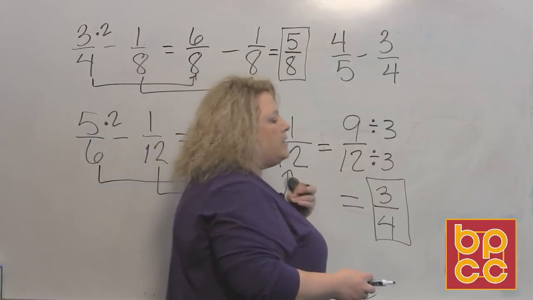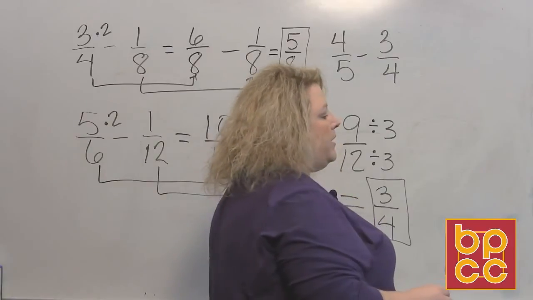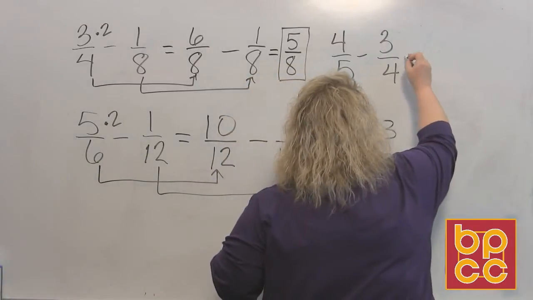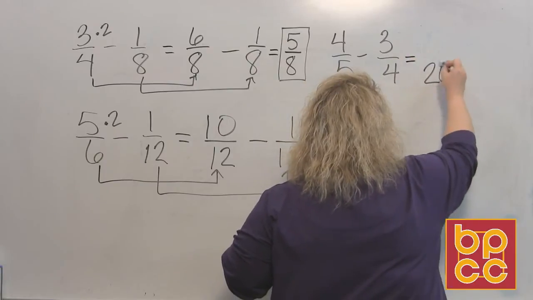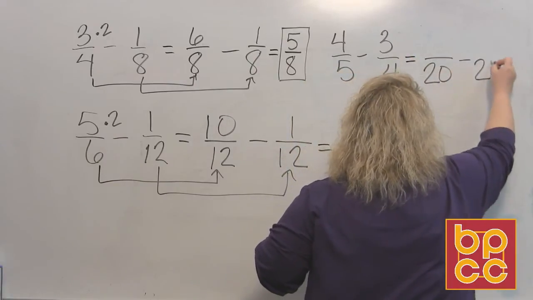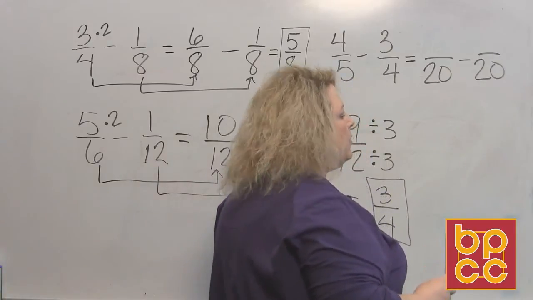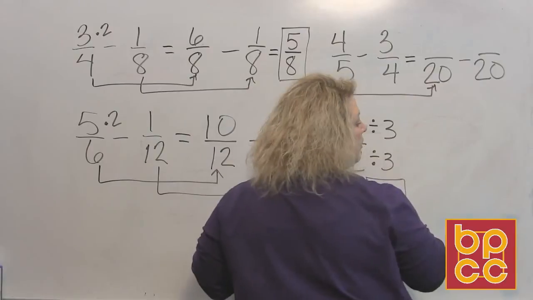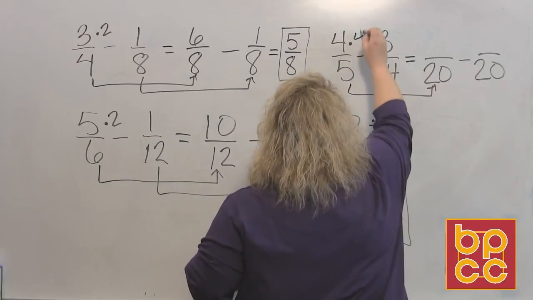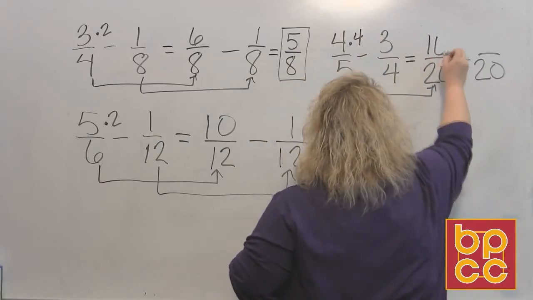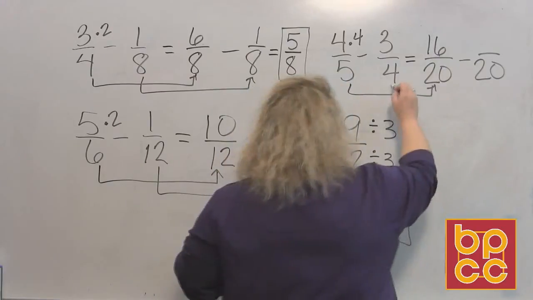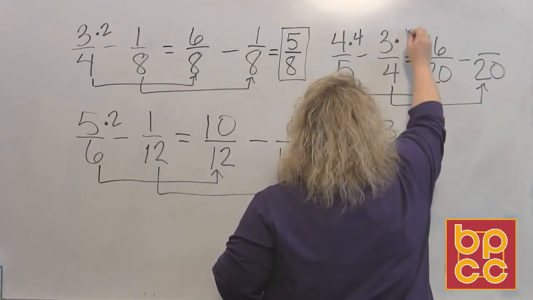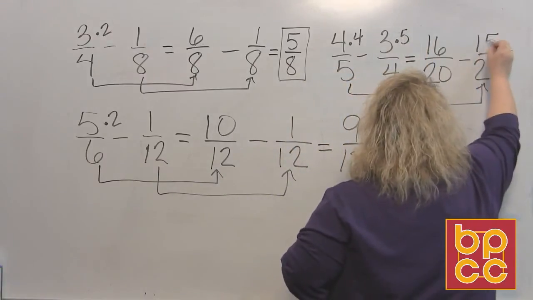All right, next. Our last one is going to be 4/5 minus 3/4. So what I want to do is, my common denominator is going to be 20. Okay, so when I do this one, I say 5 times what gives me 20? That would be 4. So you do the top times 4, which would be 4 times 4 is 16. Then I say 4 times what gives me 20? 5. So that would be 3 times 5, which is 15.